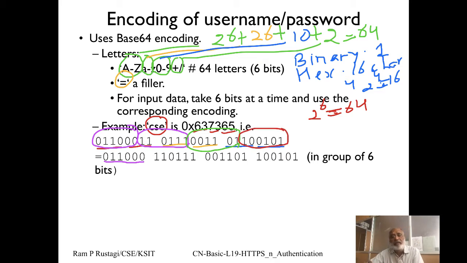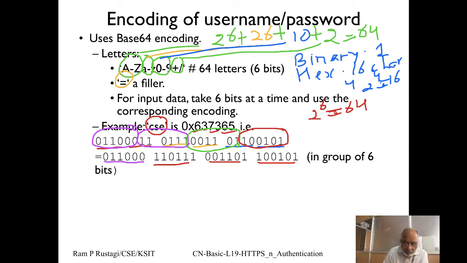So if you take 3 characters, each ASCII is 8 bits, which becomes 24. It perfectly gets into a group of 24 bits, 6 bits at a time. It gives us 4 letters for each of these. But in case there are not 3 characters, then you take 6 bits, something will be left over, and then you pad with zeros, and that's why we get a filling character.